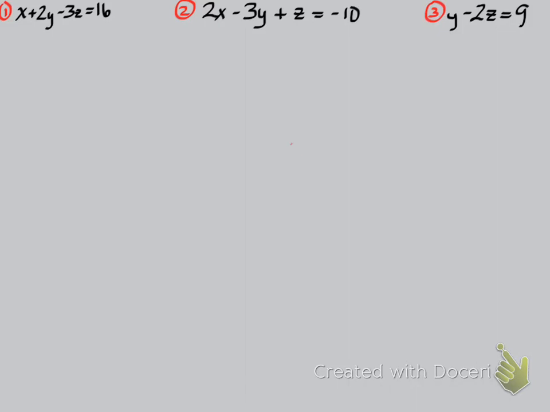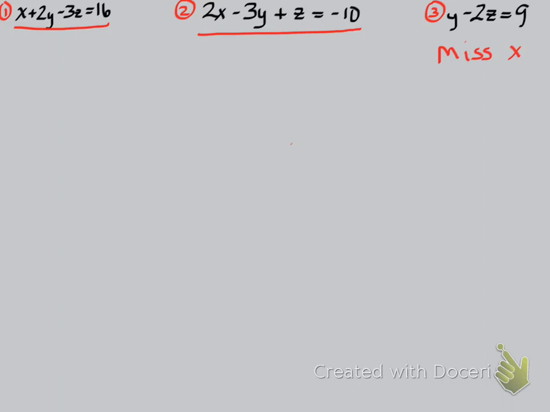Before you go any further, look at your 3 equations. The first one has 3 variables. The second one has 3 variables. But the third one only has 2. This one is missing x. And so my goal is to create a second equation that's missing x. I'm going to use my equation 1 and my equation 2 in order to create a fourth equation that has no x in it.